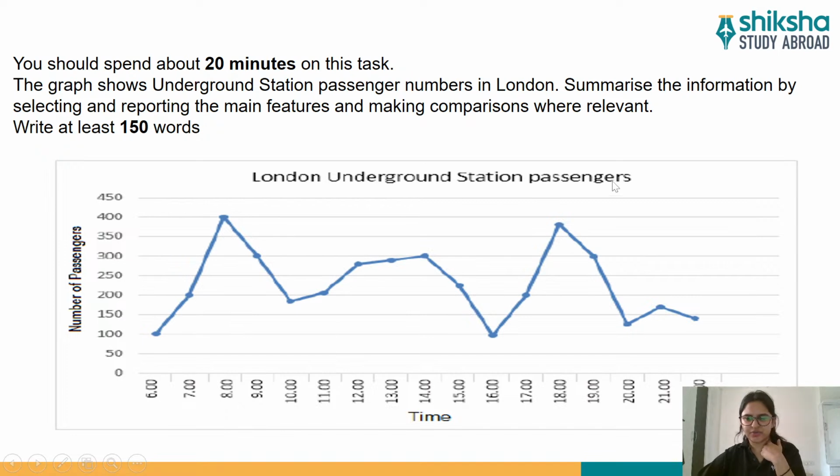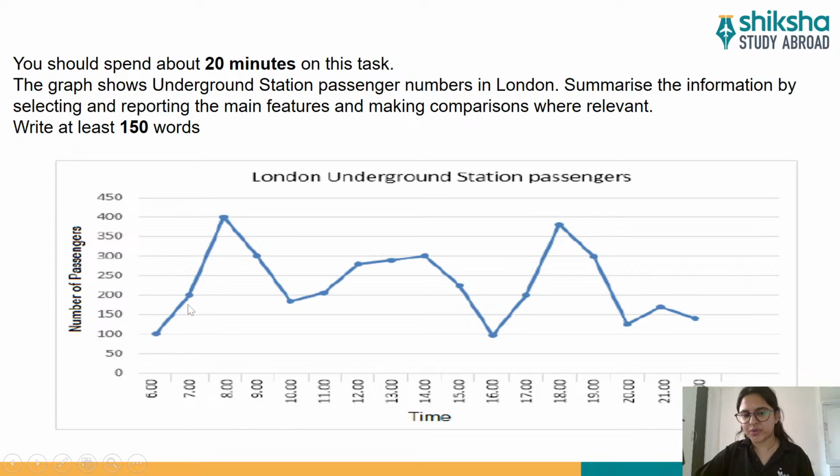So, London Underground station passengers. You can see the time is given to you and the number of passengers. At what time, how many passengers are getting on at the underground station, that has to be looked after. And you can see how the line graph moves.